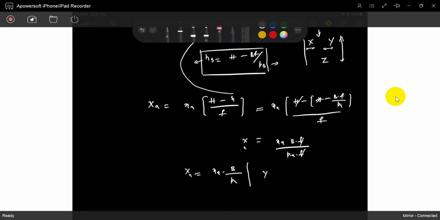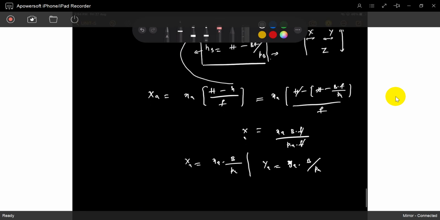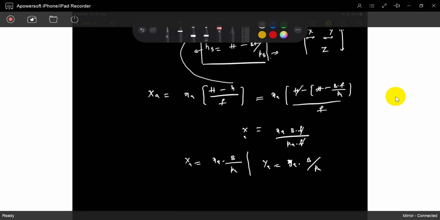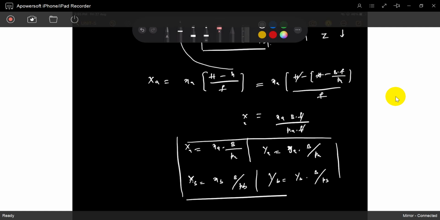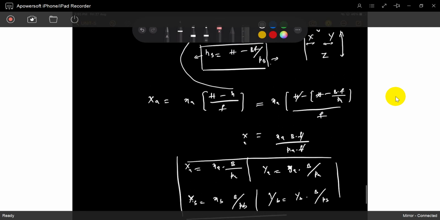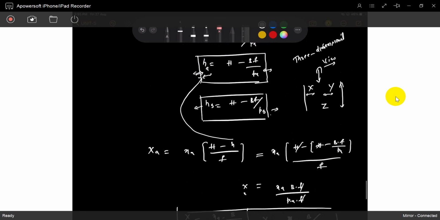The y coordinate is also the same: YA is small ya times B divided by pa. X coordinates, y coordinates, and the z coordinate, the third coordinate. Have you got it now? Otherwise the same for another point B, with the parallax of point B: XB and YB are xb B and yb B divided by the parallax of that point. These are two points' coordinates on the ground, and the depth also, based on the parallax.